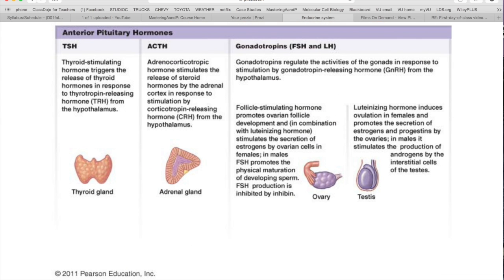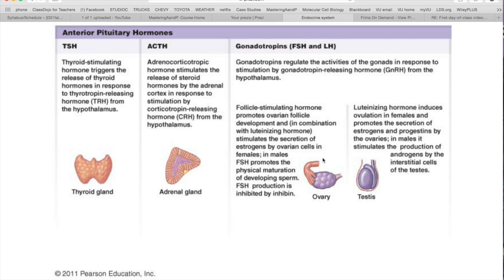And the hormones it releases, a lot of controlling hormones. So first is TSH, thyroid stimulating hormone, which goes to the thyroid gland and causes it to release thyroid hormone. Next is ACTH, adrenocorticotropic hormone, which goes to the adrenal gland and causes it to release hormones. The next are FSH and LH, which go to the ovaries and testes.